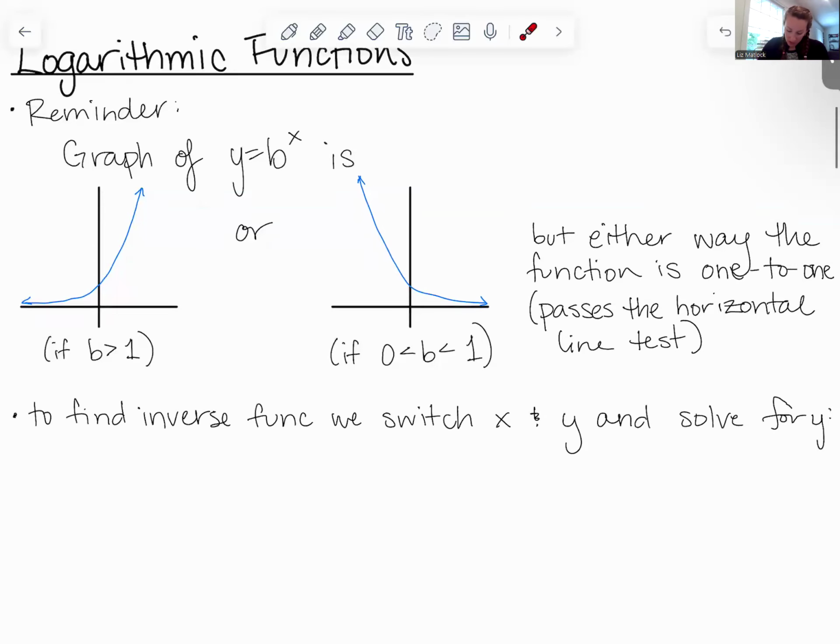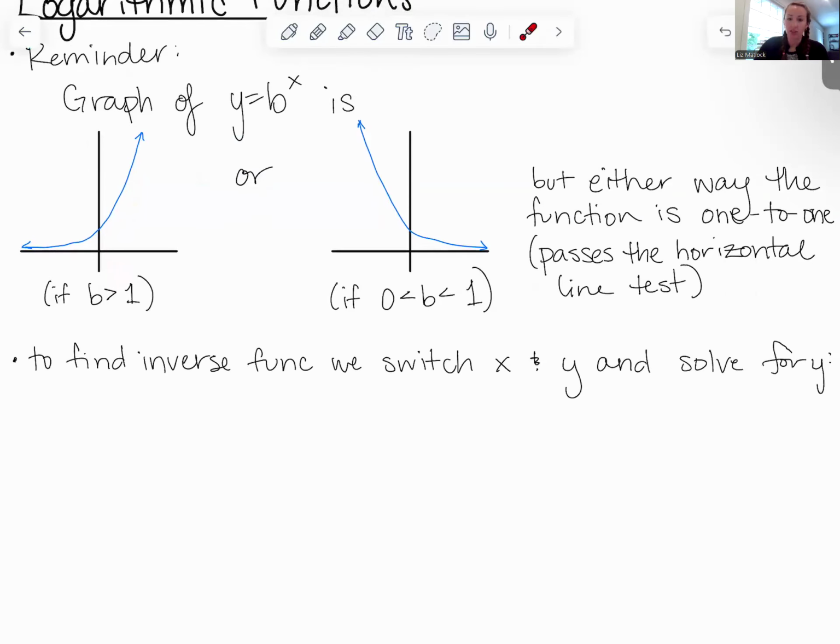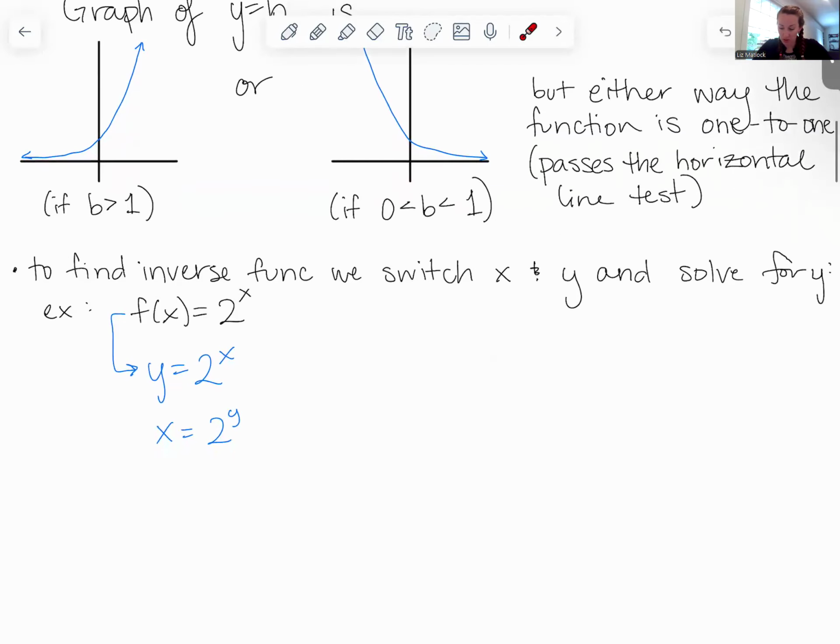Okay, so to find the inverse function, just as a reminder, we switch the x and y and we solve for y. That's how we do it algebraically. And the same could be said graphically as well, but we'll look at the graphs separately in a minute. So if we looked at f of x is equal to 2 to the x, we want to switch that to have a y instead of f of x. And then we're going to switch the x and the y.